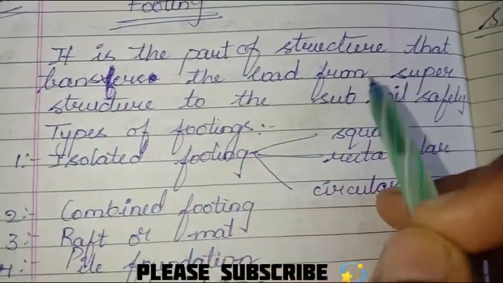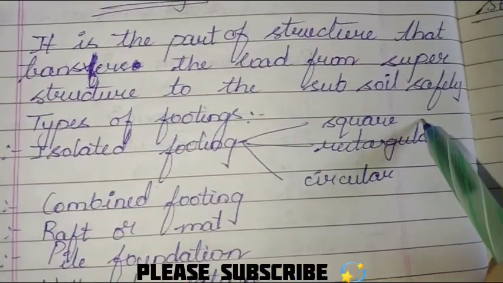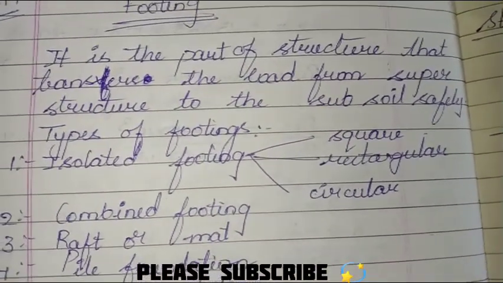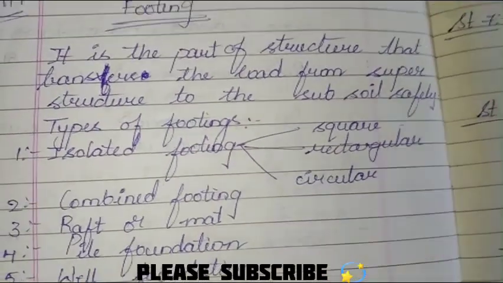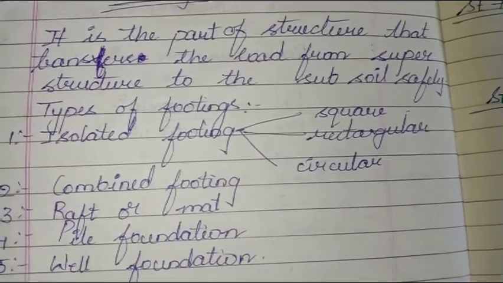It is the part of the structure that transfers the load from the superstructure to the subsoil safely. So it is the intermediate structure between the main superstructure, that is, whatever the structure above the ground level is there, we call that the superstructure, and the soil. So this is an intermediate structure between the soil and the superstructure.